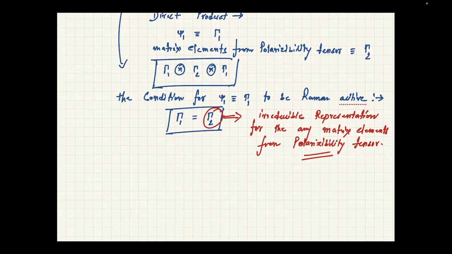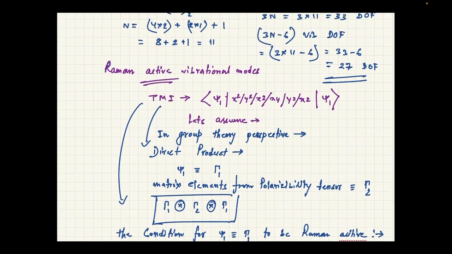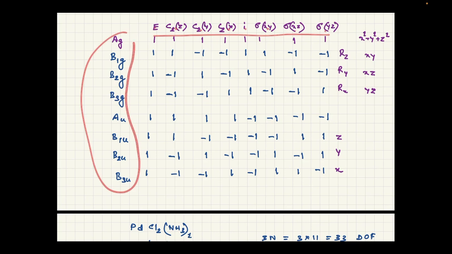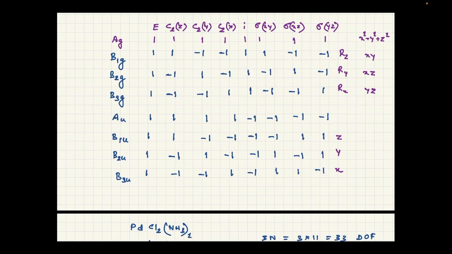Okay, now it is easy to solve. Look at this character table here. There are 1, 2, 3, 4, 5, 6, 7, 8 classes and 8 irreducible representations. We know the number of classes will be equal to the number of irreducible representations for a non-abelian group. Now x, y and z are linear functions, right? The Raman polarizability tensor will be a bilinear product, a nonlinear product. That means xy, xz and yz, these three functions.